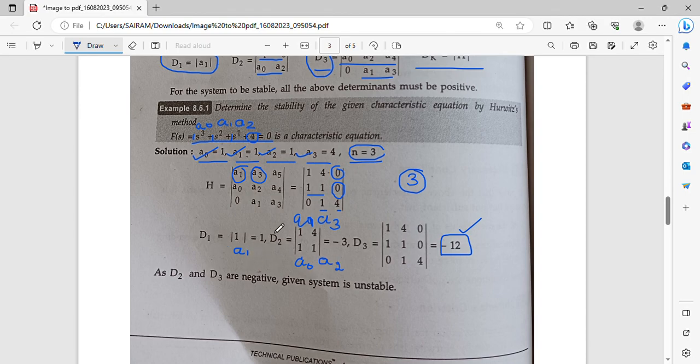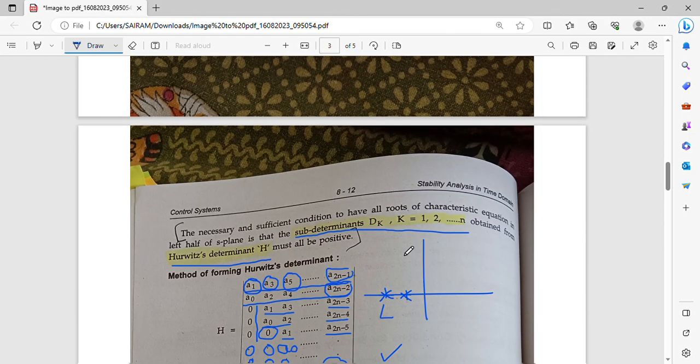So we wrote all of this. Modulus of 1 is 1, modulus of this is -3 and modulus of this is -12, right? We are considering all of this here, and you can see that as D2 and D3 are negative, the given system is stable. What did we say is the condition here? The Hurwitz determinant is H and its subdeterminants, that is Dk for k equal to 1, 2, till n, should be positive.